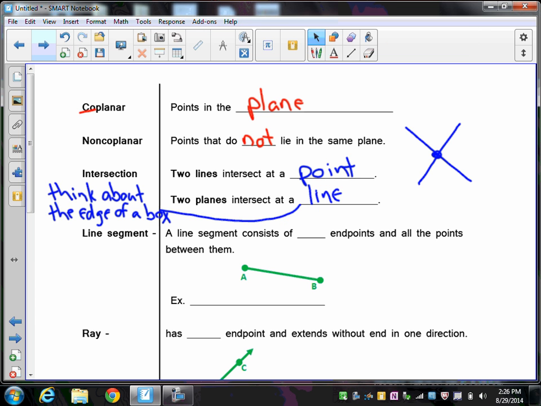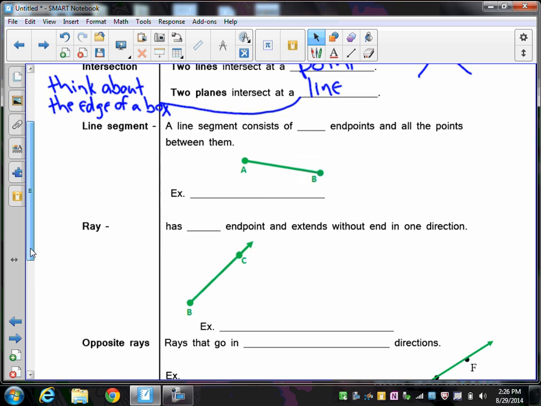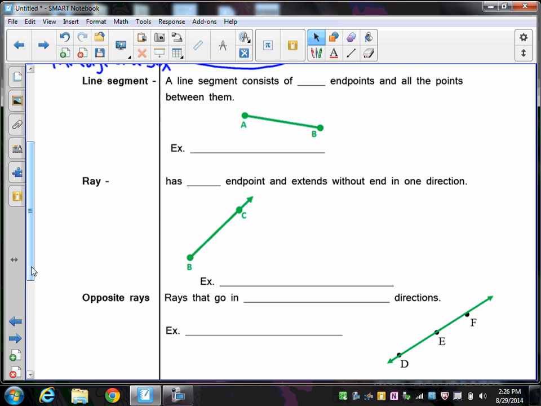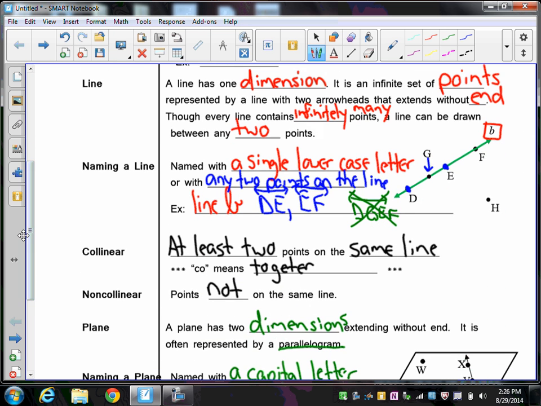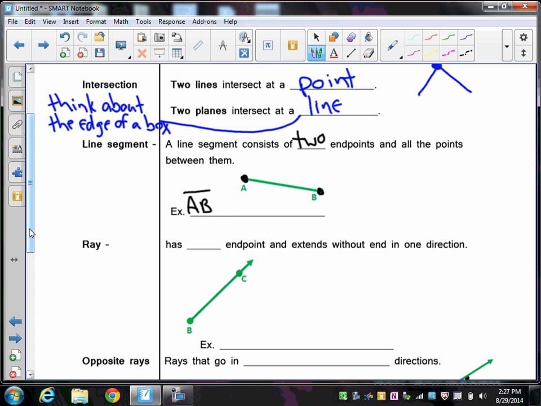So we have a couple other terms that we need to describe. We have line segment. A line segment consists of 2 endpoints and all the points between them. So if I'm going to name this, the endpoints are A and B. So the symbol for a line segment is just a line. Remember, whenever we talked about how to name a line, we had these arrowheads. We do not have the arrowheads for a line segment. We just have that. We can name it AB, or we can name it segment BA. The order doesn't matter.